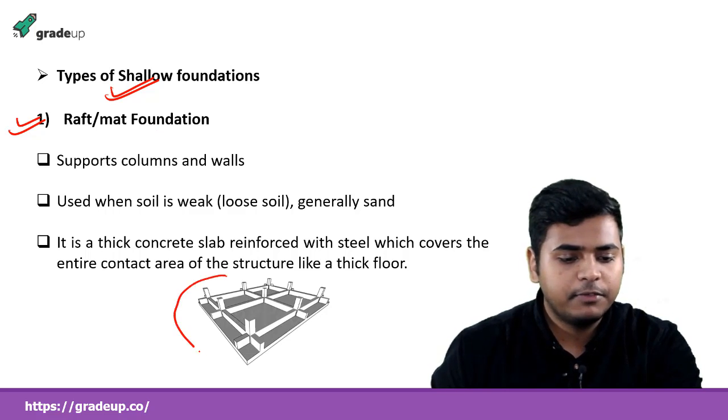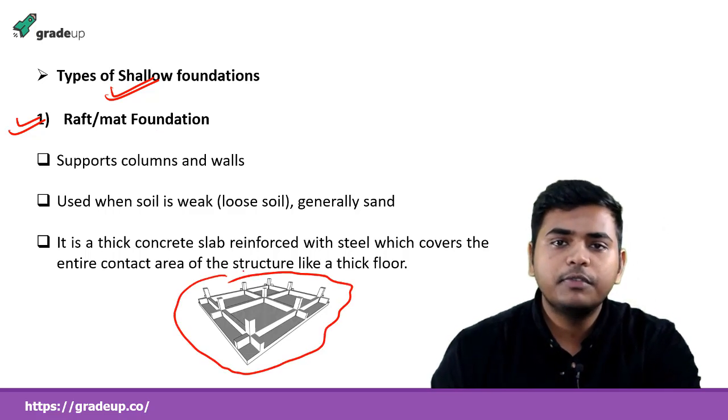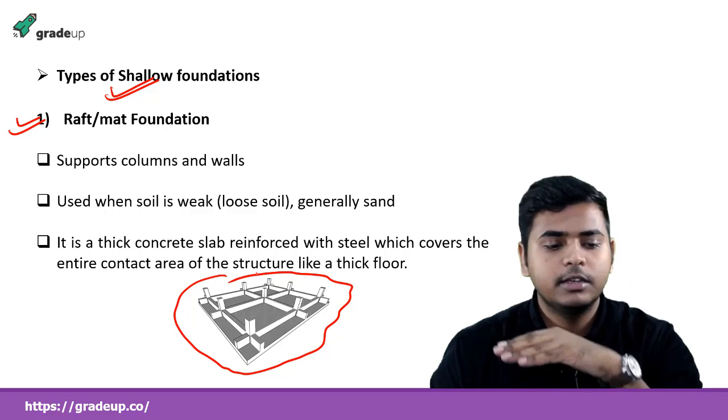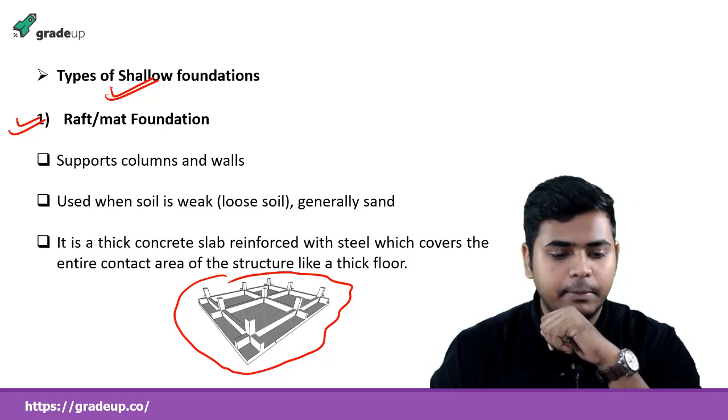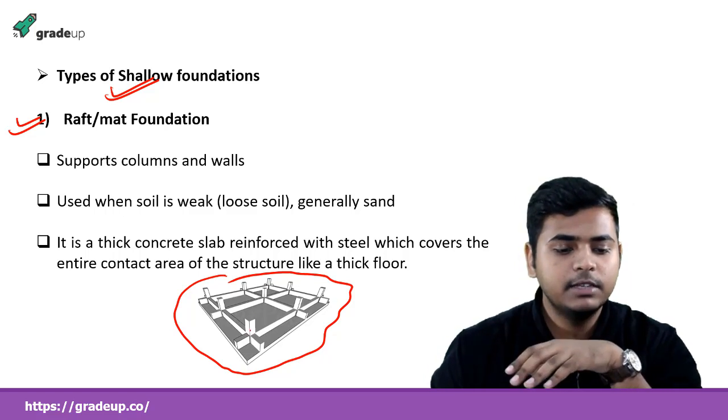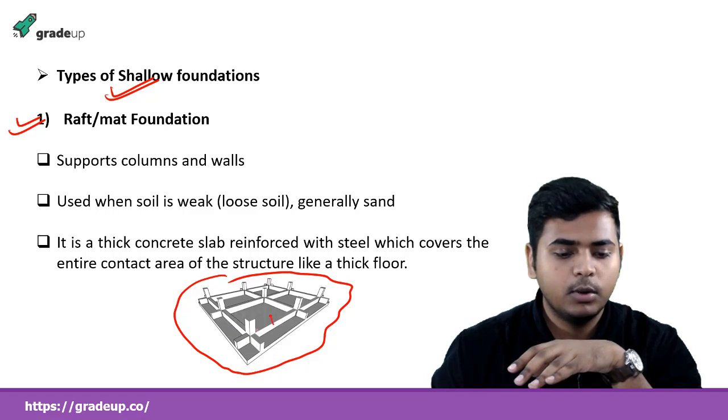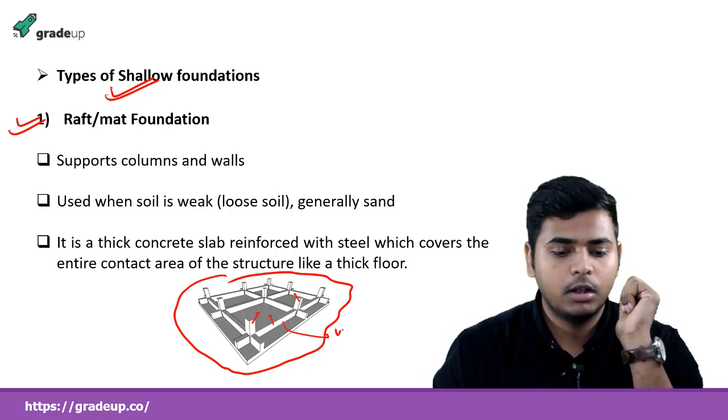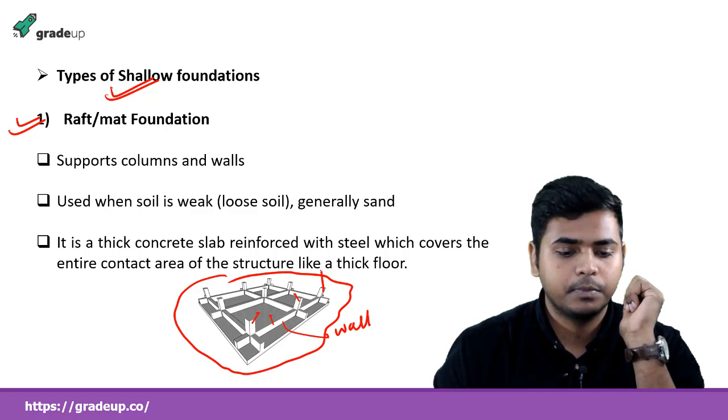This is a raft or mat foundation. Now it consists of a reinforced thick concrete slab. Actually, this is the concrete slab, as you can see, and above this we have this is the wall, okay, and these are the columns. These are the columns. This is the wall, and these rising structures are the columns.